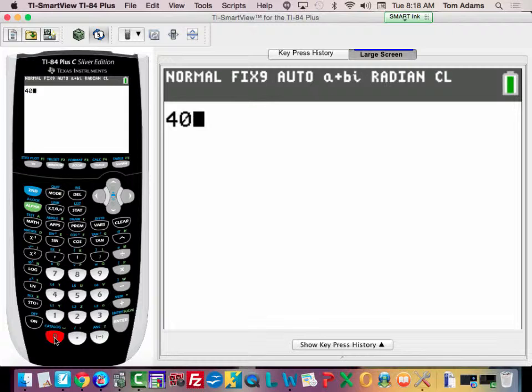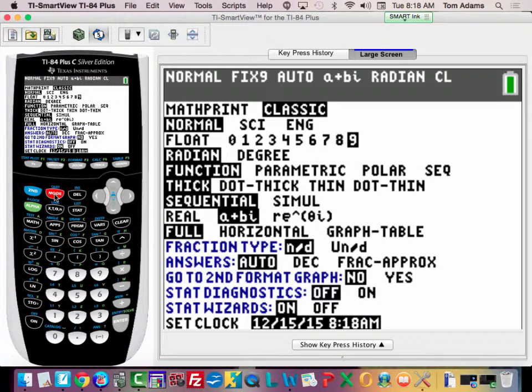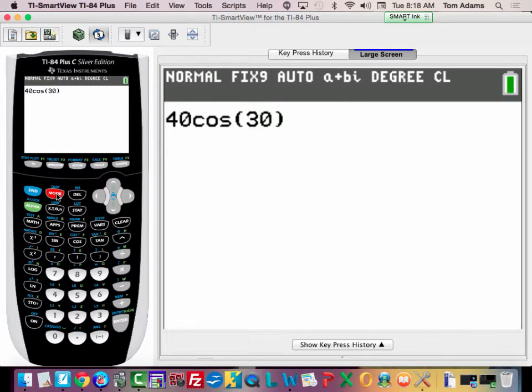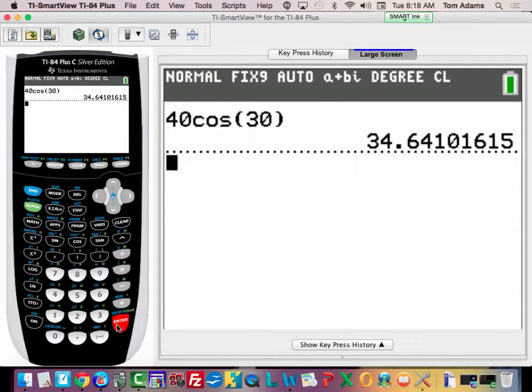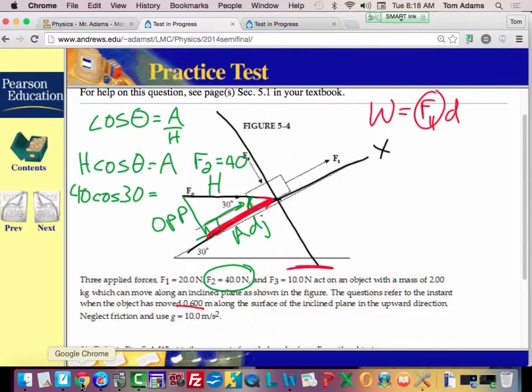So I want to say 40 times cosine of 30, and I'm pretty sure I'm in radian mode, so I'm going to check that real quick. Yep, we almost always use radians in AP Calc. All right, so now I'm in degree mode. Boom, I get this number. So that is the component of the resultant vector, and the magnitude of the force that's parallel to the displacement is 34.64 newtons. Now my work is equal to this 34.64, and I just need to multiply that by the 0.6 meters.